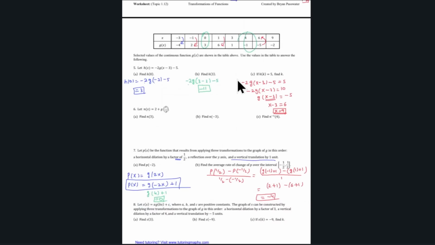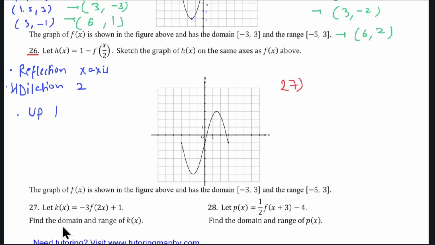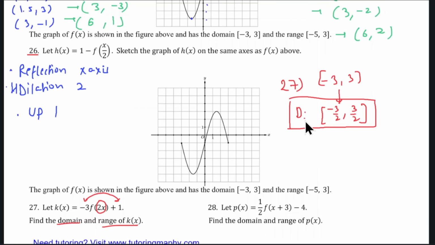I think I already talked about this earlier: the domain is affected by all the transformations that are horizontal in nature, and the range is affected by all the transformations that are vertical. Here the horizontal part only has one transformation, a horizontal dilation by a factor of 1/2, because it's counterintuitive. The original domain was negative 3 to 3, and since the x values are divided by 2, the new domain is going to be negative 3/2 to 3/2, with brackets.